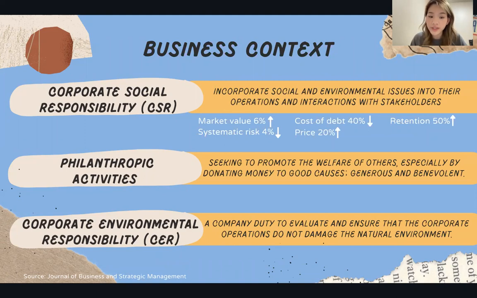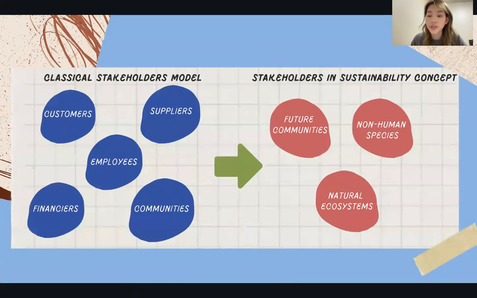On the managerial side, the classical stakeholders consist of 5 primary stakeholders, but it does not sufficiently reflect the impacts that business have on the environment. Therefore, business need to consider stakeholders in the sustainability context, which include future communities, natural ecosystem, and non-human species.